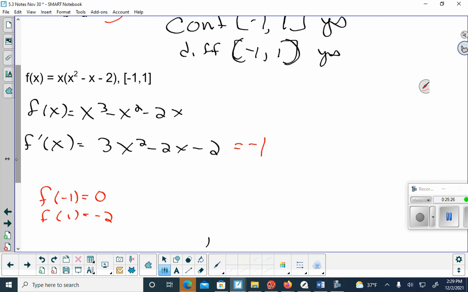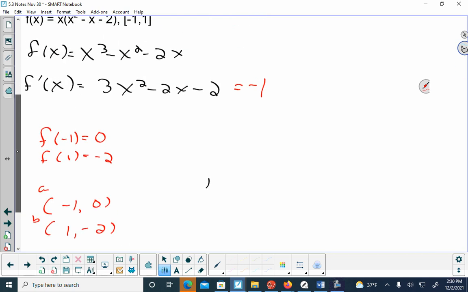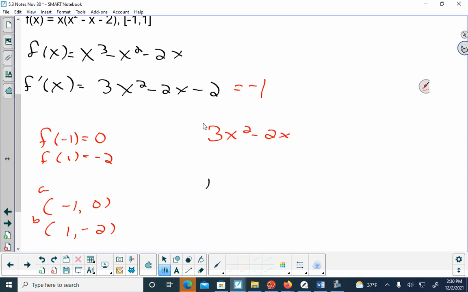So I set my derivative equal to the slope of the tangent line, or the secant line, which was negative 1. So now I'm going to have 3x squared minus 2x, add 1, minus 1 is equal to 0. Now I can product sum. It was minus 2, but I said it equal to minus 1, so now I'm adding 1 to both sides.